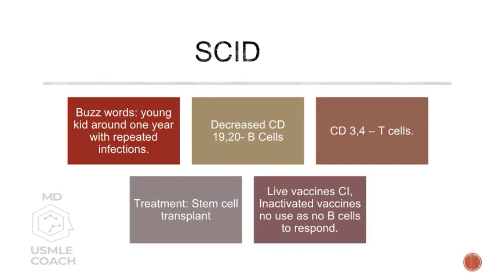Leukocyte count in the question can be mentioned as decreased B cells and T cells, or if they want to sound a little more difficult, they can mention it as decreased CD19, 20 cells, which is nothing but B cells, and decreased CD3, CD4 cells, which is nothing but T cells. In such individuals, live vaccines are contraindicated, and there is no point in giving inactivated vaccines as there are no B cells, so no humoral response to the vaccines. Definitive treatment is stem cell transplantation. Supportive treatment until definitive treatment is antibiotics to treat active infection and immunoglobulins.